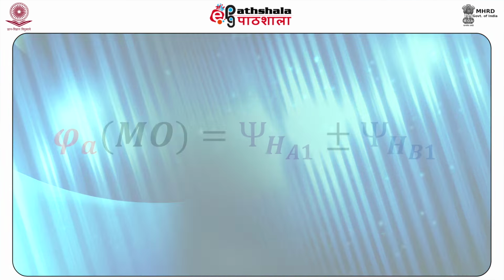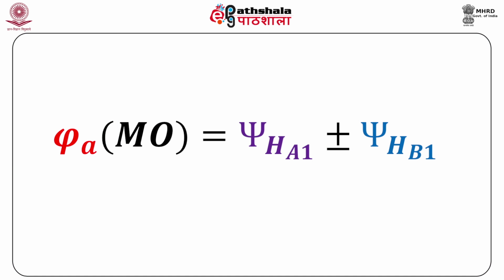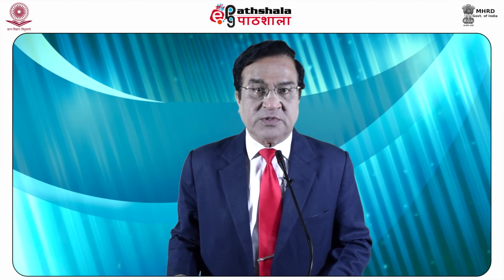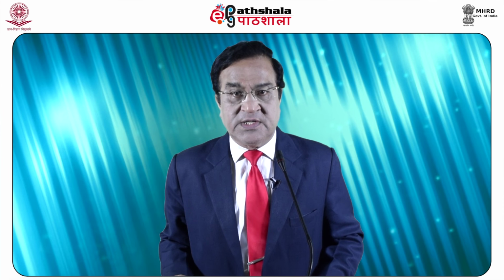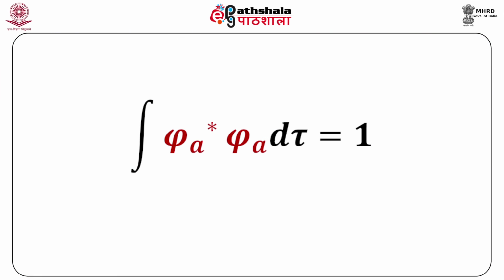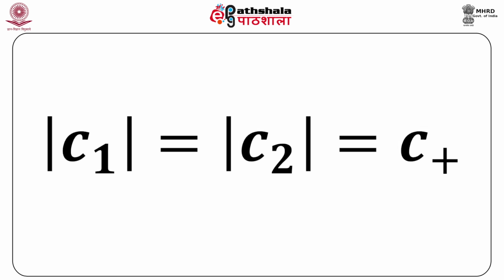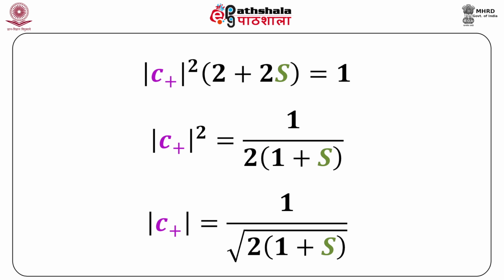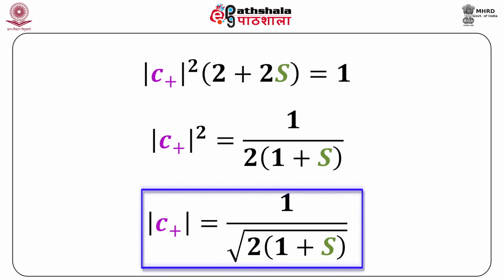And therefore, the two values of the approximate molecular wave function or the molecular orbital are psi HA1 plus or minus psi HB1. But now we need to calculate the values of C1 and C2. These values can be calculated using the normalization condition. When we take the additive combination, the value of the coefficient comes out to be 1 upon the square root of 2 into 1 plus S.